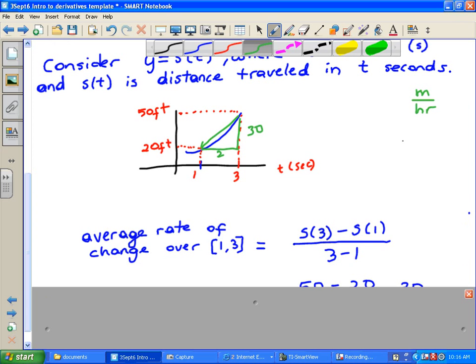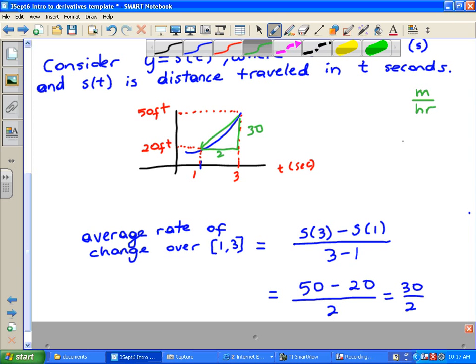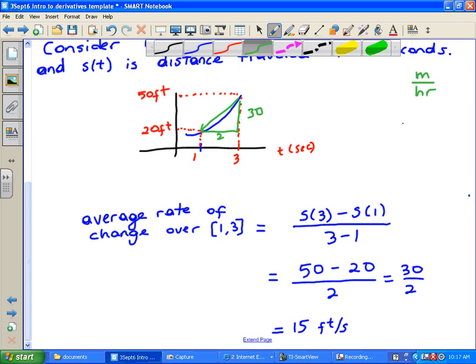So the average rate of change over the interval from 1 to 3 is rise over run, which can be represented as, since this is a function s of t, s of 3, the position at the third second, minus s of 1, the position at the first second, divided by the difference in time increment, which was 2 seconds. And that gives us 15 feet per second.